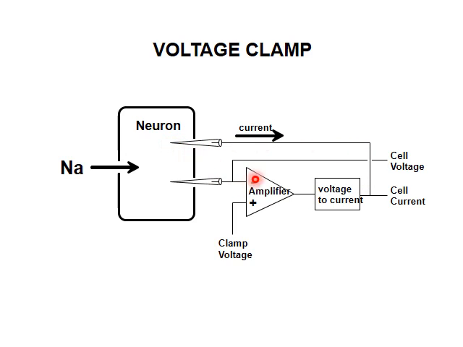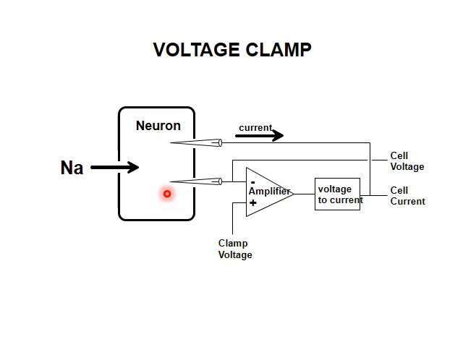So this is a negative feedback circuit, and it serves to clamp the neuron to the voltage that we apply to the positive input here. So we can specify a voltage, and then the current injection will bring the neuron to the desired voltage.